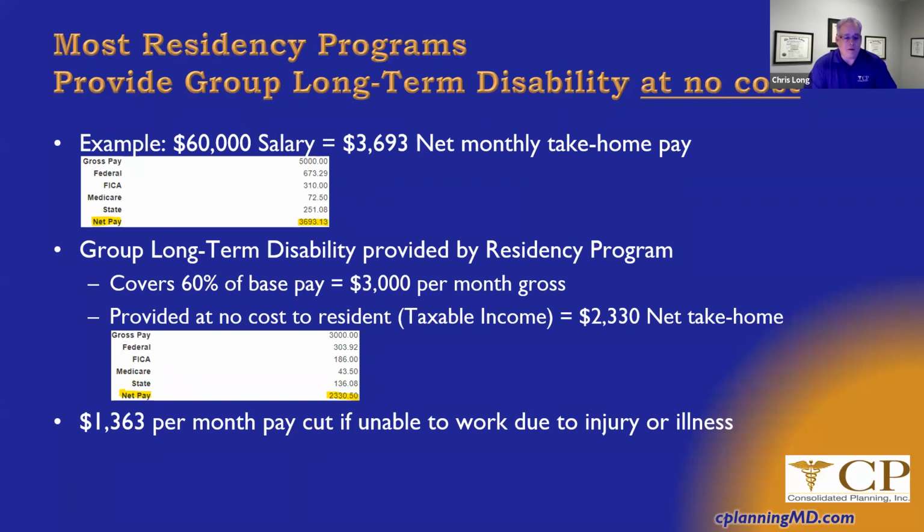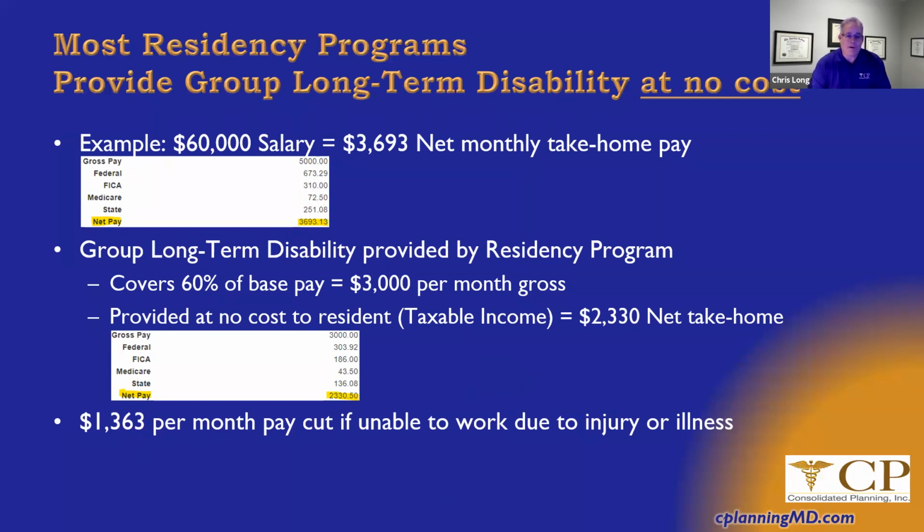Well, one thing you may or may not know is that if your program or your employer provides disability coverage to you at no cost as an employee benefit, then should you become disabled, that income is going to be taxable income. So if I now run a paycheck calculator on $36,000 a year, and we look at what the anticipated withholdings would be for federal and state taxes, you're down to $2,330. So essentially, with that scenario, you're taking about a $1,300 to $1,400 pay cut if you were to be unable to work due to illness or injury.